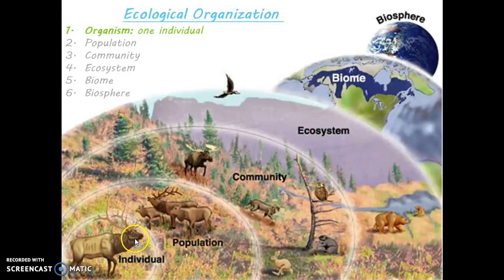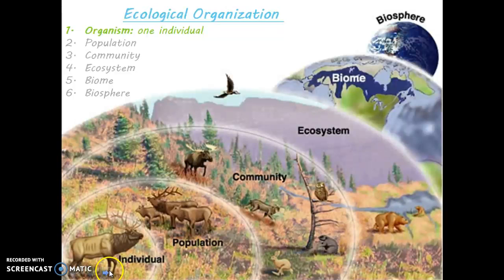We've talked about how the molecules and cells and processes within that individual organism interact with each other in order to keep that organism alive. Now what we want to do is figure out how that organism then interacts with all of the other parts of its ecosystem.